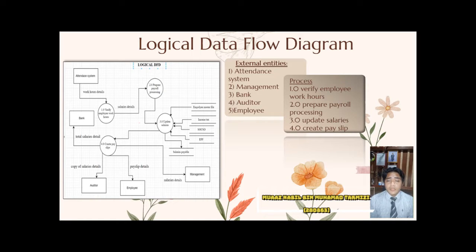For our logical DFD, first the attendance system will send the work hour details to the verify process, which includes the clerk. Next, after the details have been checked, all the data is sent to the next process, which is preparing the payroll process, and after that to update the salaries. And then all information from the employee master file, income tax file, SOCSO and EPF is updated into the process. After that, it will create the salaries payable account and go into the last process, which is creating a payslip.